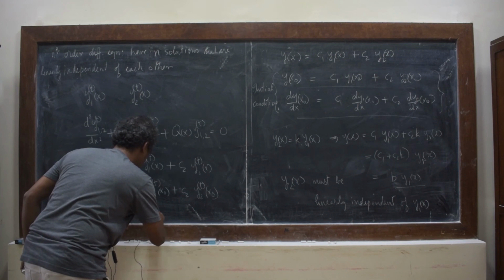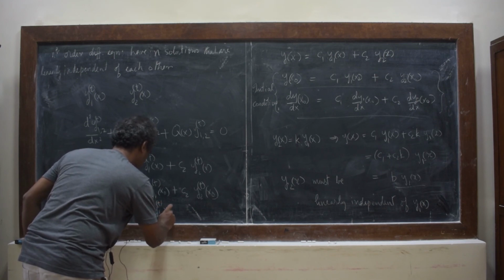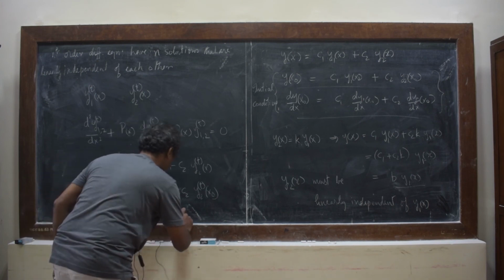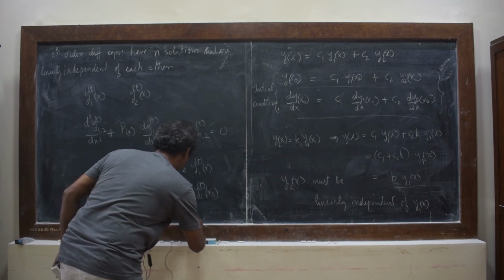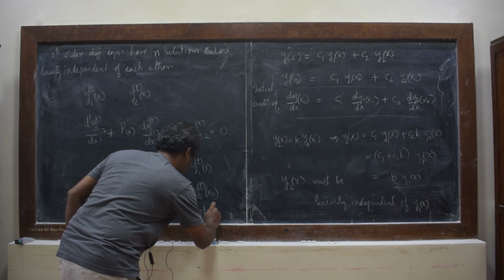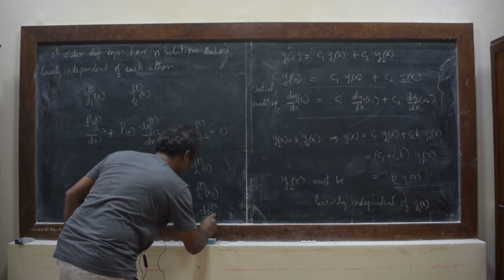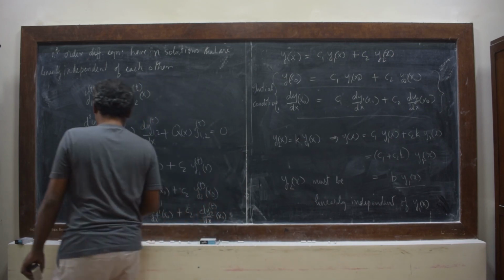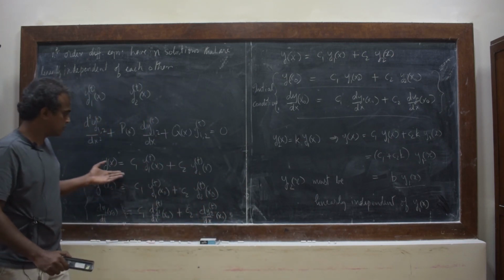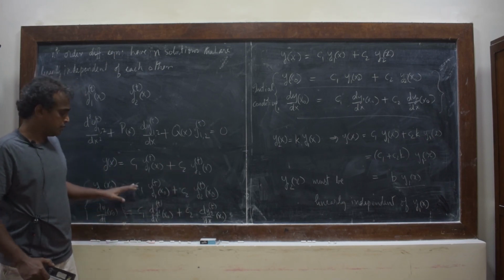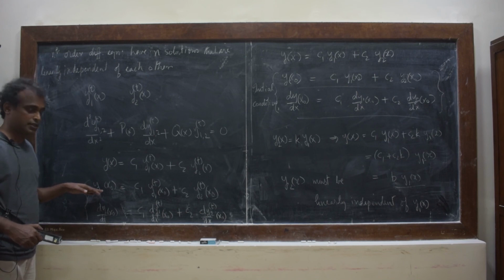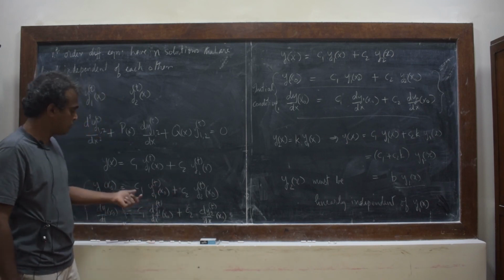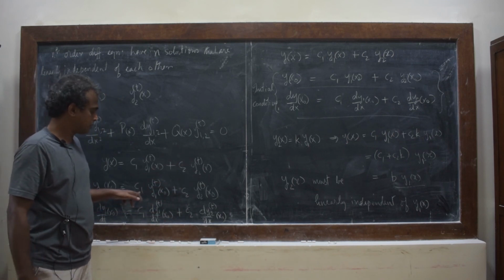dy by dx at x0 equal to c1 times dy1t by dx at x0 plus c2 times dy2t by dx at x0. So if these indeed give a solution, then such a solution must satisfy the given initial conditions for y at x0 and dy by dx at x0. And that should help us to solve for the constants of integration as we claimed, which are C1 and C2.